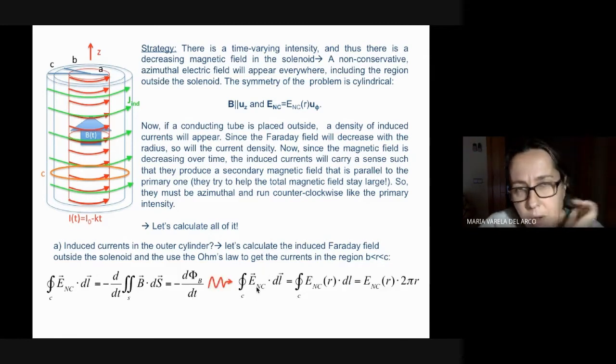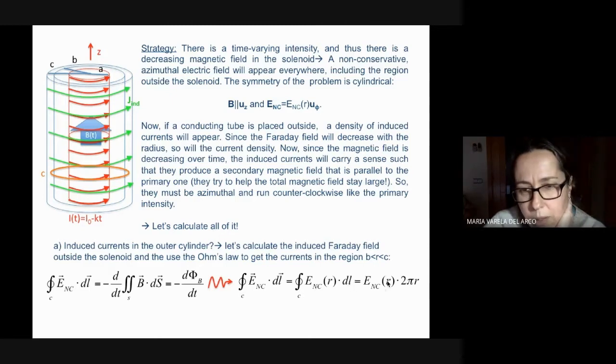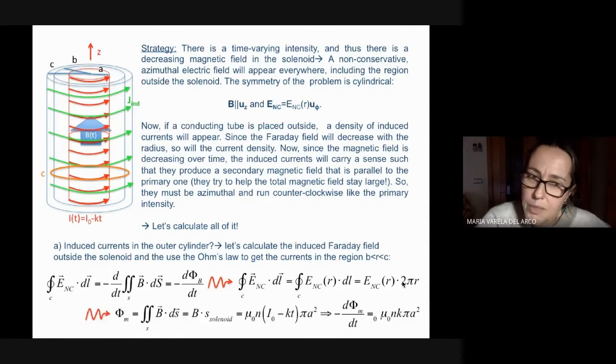We don't know the value of the non-conservative field, but we know it's azimuthal. So if we calculate this line integral along a circle C of radius larger than a, then dl is also azimuthal, and this integral becomes the modulus of one times the modulus of the other. The modulus of the non-conservative field is not known, but it is constant on the whole circle C of constant radius, so it goes out of the integral, and then I have the integral of dl, which is just the length of the circle. That's the first term.